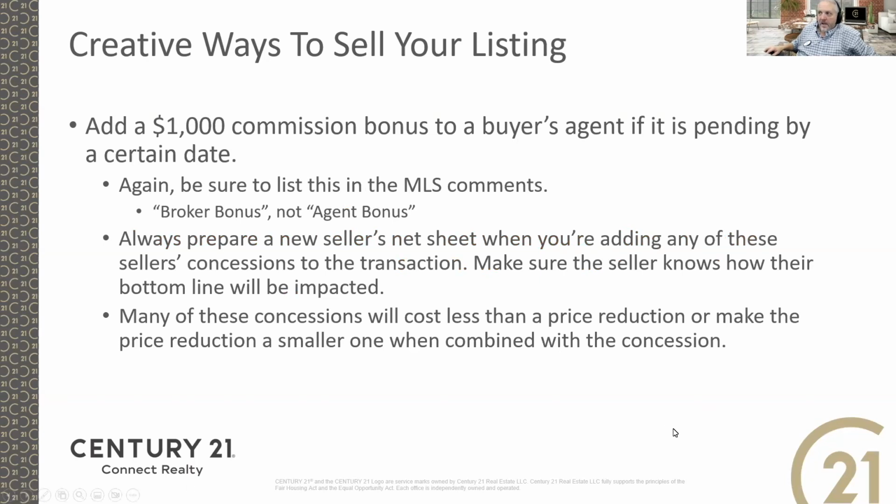Here's a big one. Love this one. Add a $1,000 commission bonus to the buyer's agent if it's pending by a certain date. The goal is you want to create a sense of urgency. So like in this scenario, if you're trying to get this thing done by the end of the year and you want to try to leverage on this market, you might want to say $1,000 broker bonus to the broker that brings a buyer that closes before January 15th.